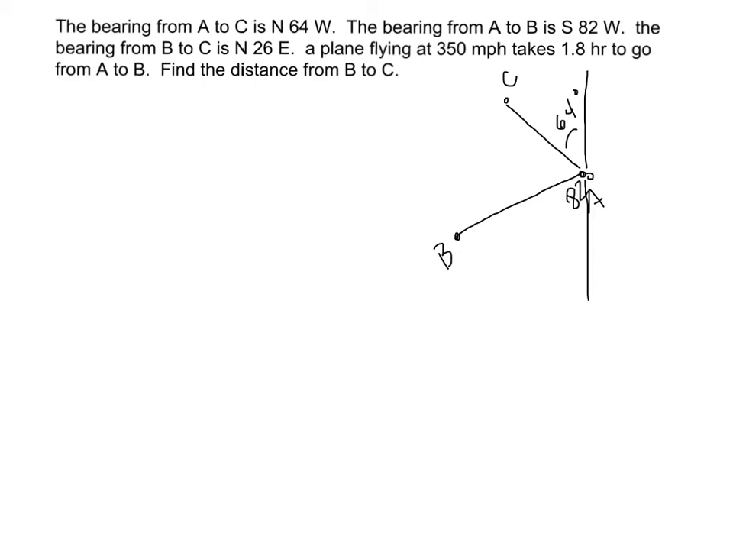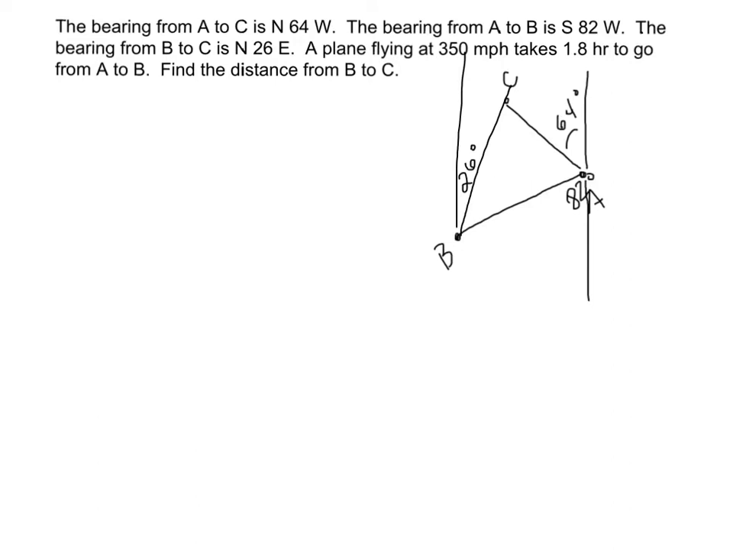And then the bearing from B to C is north 26 degrees east. Well, if I look at the location of these points, C is north and also to the east. So I know that I've sketched this pretty correctly. So I'll draw in my north line, and there's my east, and that is 26 degrees.